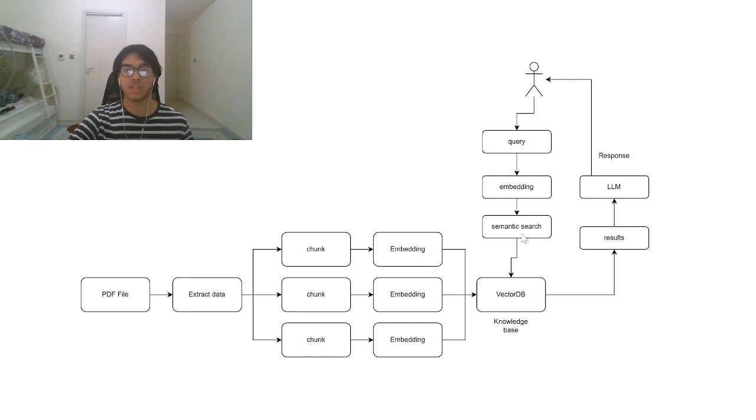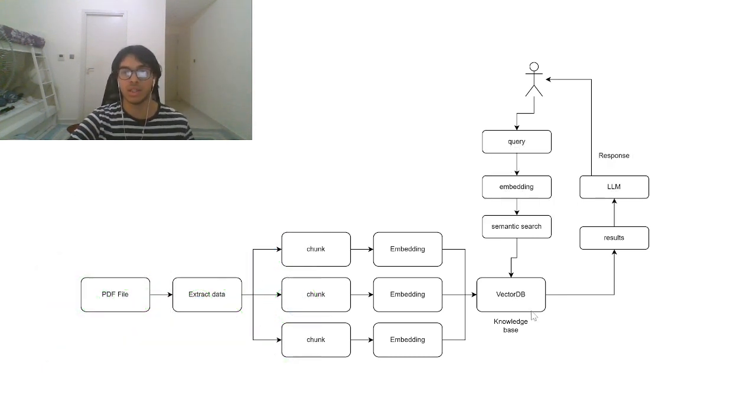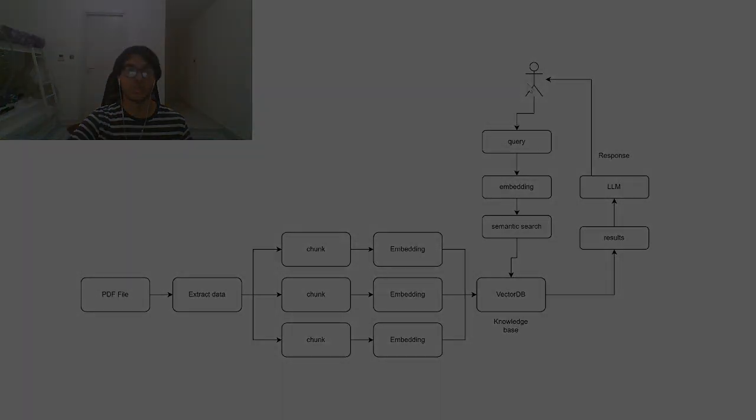Then we're going to perform a semantic search on the vector database to extract relevant information from our knowledge base in order to answer the user's query. Now, this will be passed as input to a large language model. A large language model, again, is simply a deep learning model like ChatGPT, which is used to work with text data. Now, this will generate a response, which will then be passed back to the user.